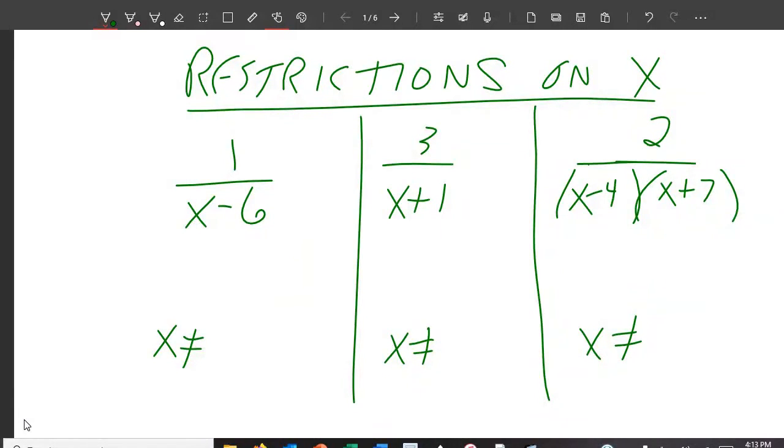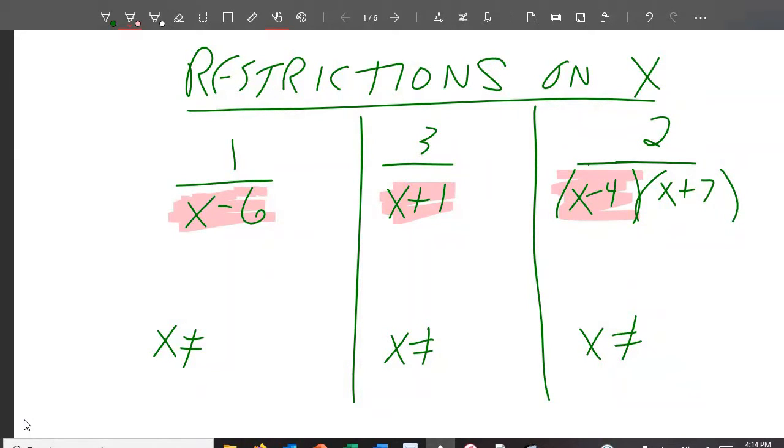Okay, solving rational equations with binomials and trinomials in the denominator. So I want to talk about what we call the restrictions on x. In the previous, we had restrictions on x which were 0 because we had monomials in the denominator. This time, though, we're going to have binomials in the denominator.